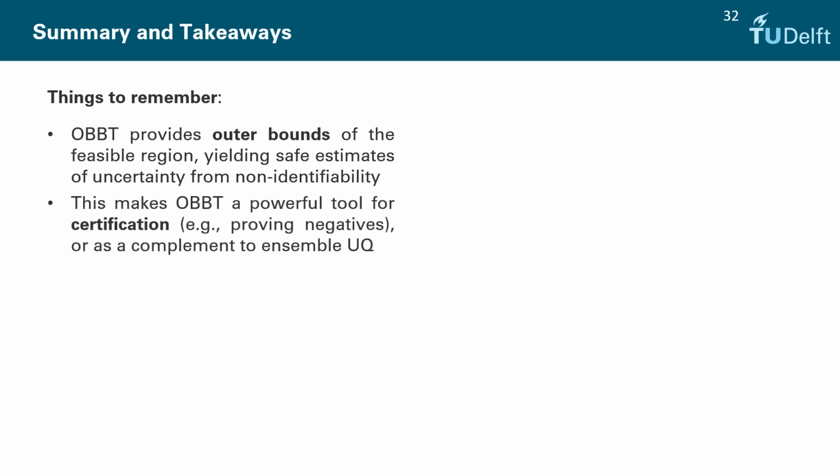And this fact that the outer bounds are safe makes optimization-based bound tightening also a very powerful tool for certification. For instance, for proving negatives, such as proving in a court case that a pumping rate that you plan to implement at a certain site will not lower the water table in some other nearby environmental protection zone, for instance. So I think this might be a very useful tool for court cases, or as a complement for ensemble-based uncertainty quantification, where you could basically use it to verify that your ensemble has explored the feasible region sufficiently.